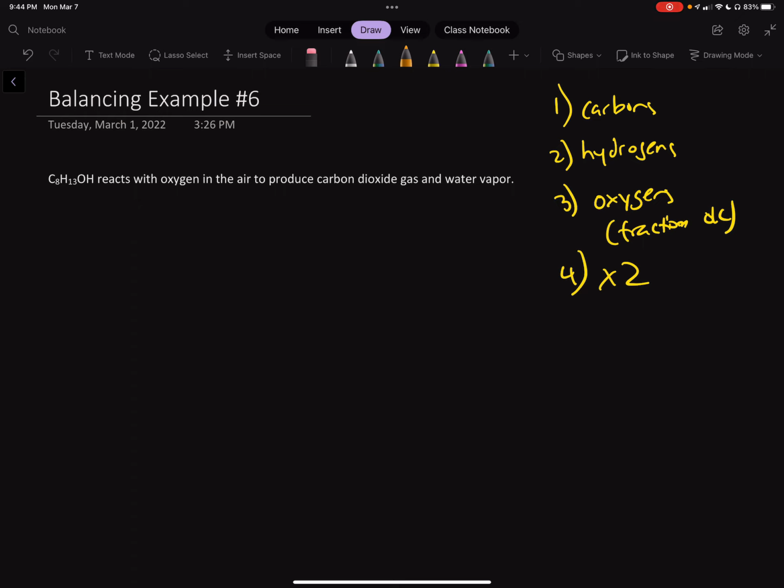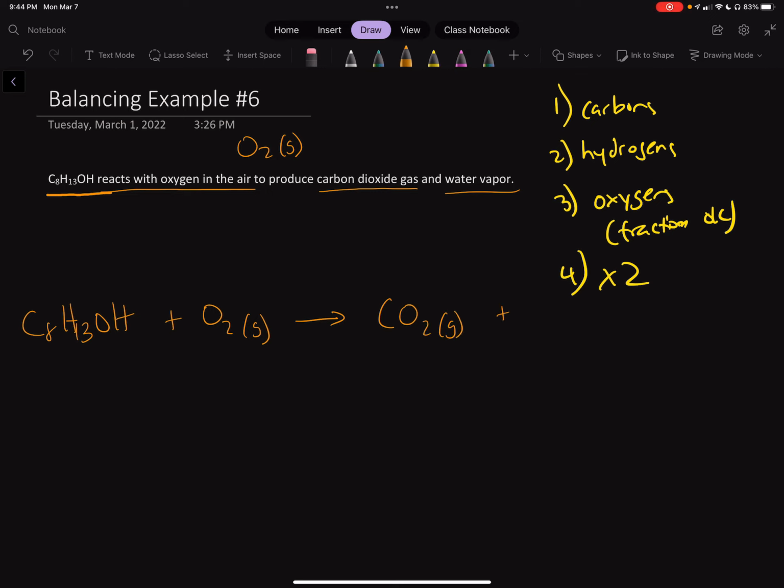Anyway, we've got this hydrocarbon, C8H13OH, and it says it's reacting with oxygen in the air. So oxygen is one of these 7 diatomics, so oxygen in the air means O2 gas. And then our products are carbon dioxide gas and water vapor. So anytime you're just combusting a regular hydrocarbon, your products are pretty much always CO2 and H2O.